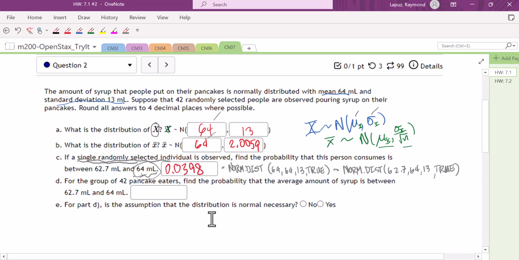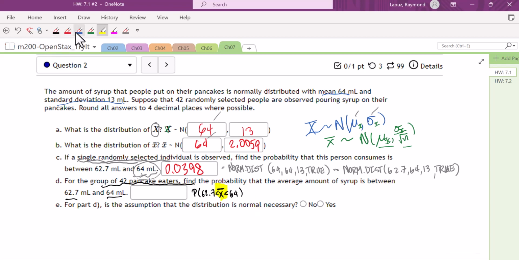All right. Now the next one says for a group of 42 pancake eaters. So our notation here will be a little bit different. And we have the same values seemingly, for between 62.7 and 64. But instead of putting just a regular x, this is the mean that we're looking for. So there's a slight difference in notation in that we're looking for the mean values.